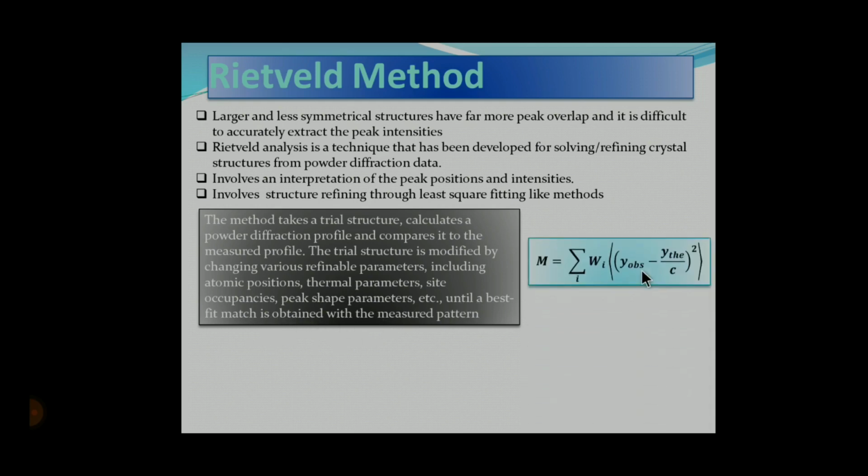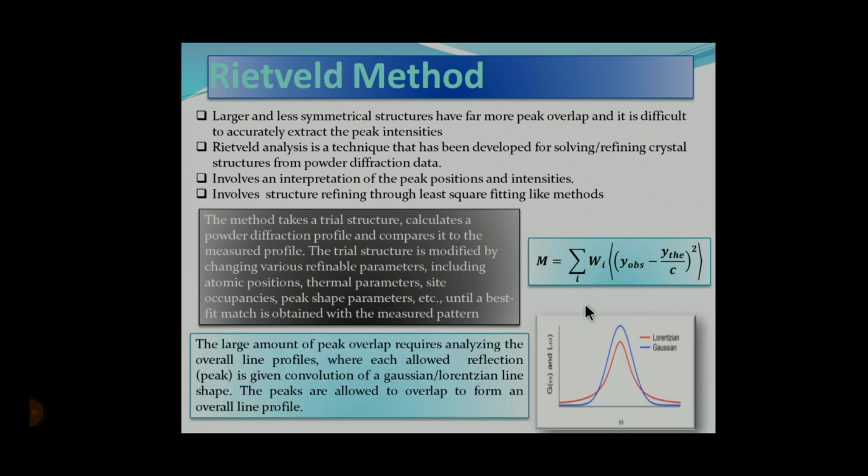So we can represent mathematically the measured value as the sum over i of Wi times (y observed minus y theoretical by c) the whole square, where Wi is the weightage factor for the ith measurement. So you'll be finding out the expectation values for this quantity, (y observed minus y theoretical by c) the whole square, multiplied with the corresponding weightage factor. Okay, Wi is the weightage factor.